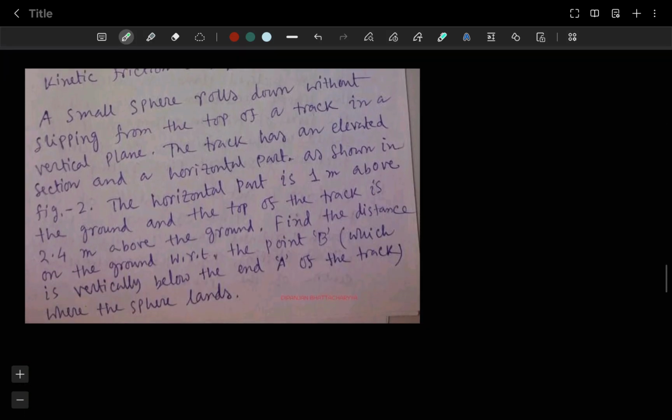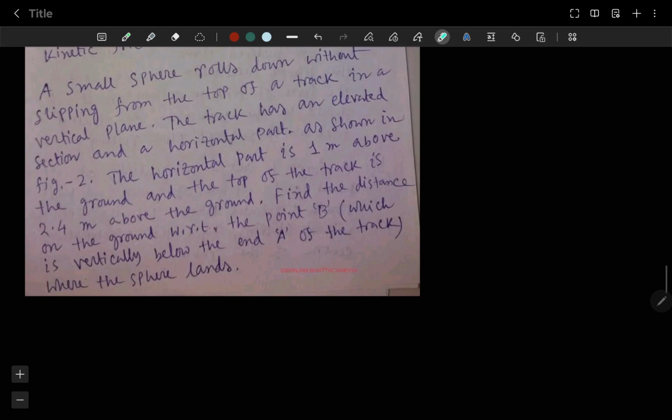Do the next problem. A small sphere rolls down without slipping from the top of a track in a vertical plane, with an elevated section and a horizontal part. The figure is not given here. The horizontal part is 1 meter above the ground. The top of the track is this. Find the distance on the ground, with respect to point O, which is vertically below the point A of the track, where the sphere lands. Okay.